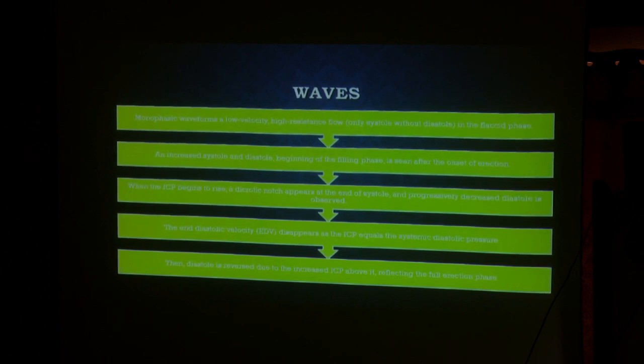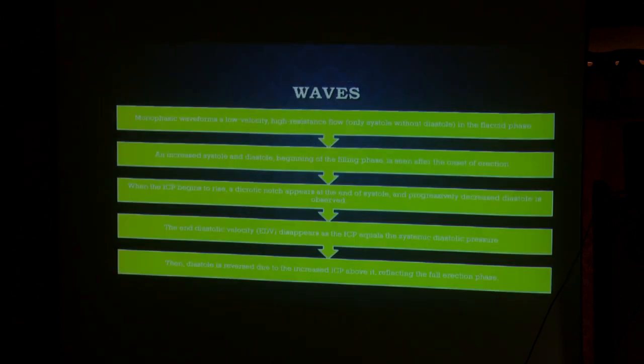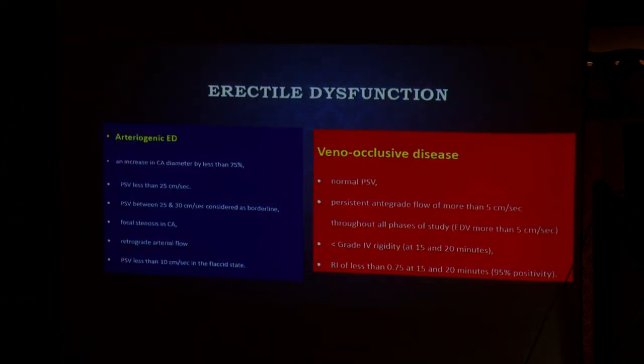Initially, the peak systolic velocity as well as the end diastolic velocity will start rising. The peak systolic velocity will go above 35 or more. Normally it will go above 40 or 50, and at one stage the end diastolic velocity will start decreasing. It will go less than 5, then it will become 0, and it will show reversal. That will be the pattern in a normal penile Doppler. So here, even after 20 minutes, the peak systolic velocity is only 15.8, whereas the end diastolic velocity has gone below 5, and the resistive index is 0.9. So this is a case of arteriogenic erectile dysfunction.